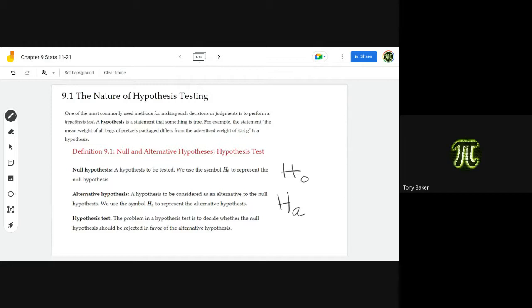Okay. And then, of course, we have our test that we're going to actually do. So we have the null hypothesis and the alternate hypothesis. Don't worry, we're going to get to a lot more about what those are and how to pick them, because that's actually the key to the entire type of problem that we're going to look at.